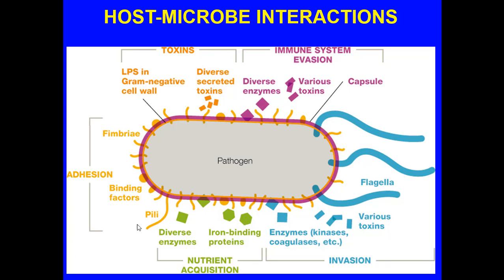Some of the other binding factors will also include what they call pili, which is a different type of extension from that pathogen. You see that a lot in bacteria, for example. Nutrient acquisition. Some of these pathogens will release enzymes to break down surrounding tissues to get the nutrients, break down proteins, amino acids, break down polysaccharides to monosaccharides, etc.